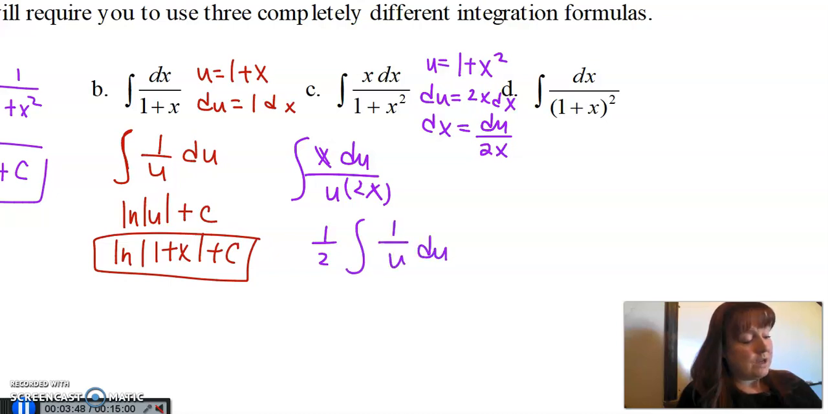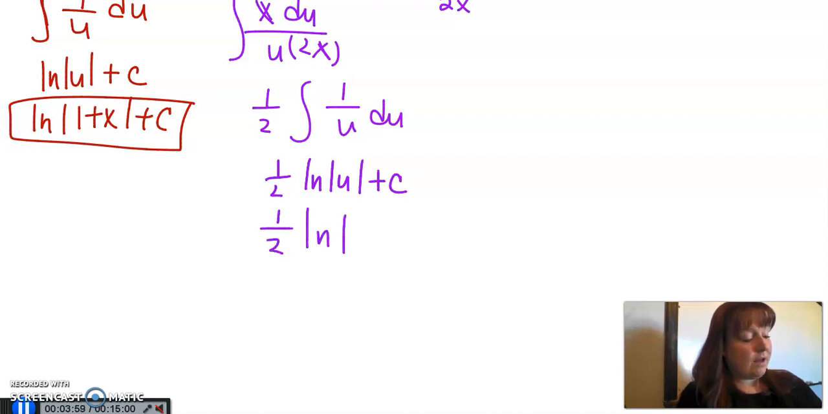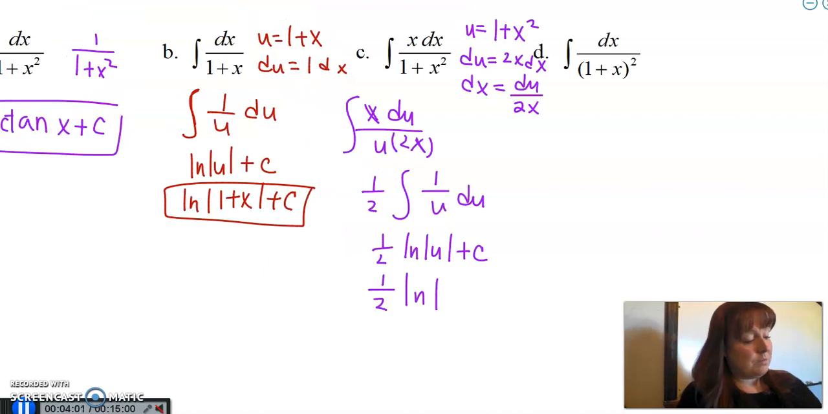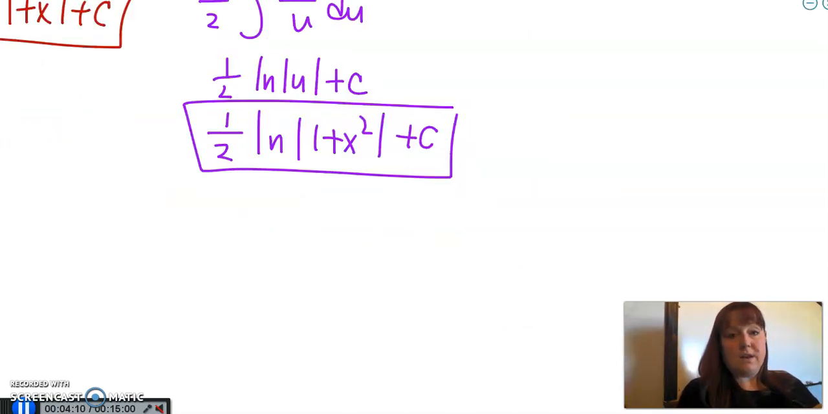u du. And now I'm back exactly where I was in my last one, so now I have 1/2 ln absolute value of u plus c. And then I just have to substitute back in what my u was, which was 1 plus x squared plus c. So there we go. Again, just a little U-substitution. It's going to help me get that.